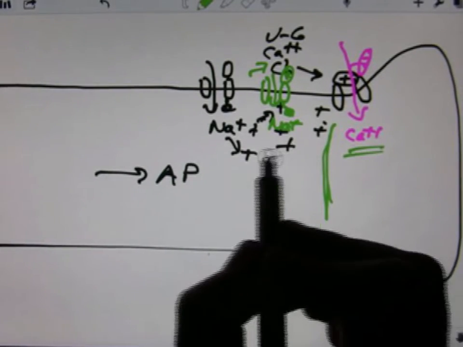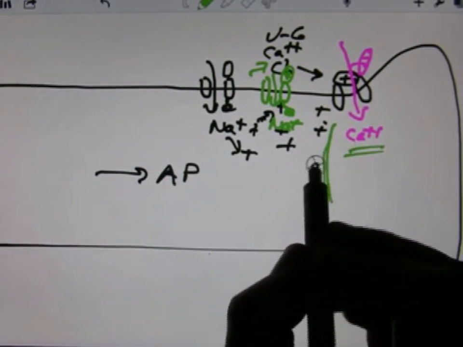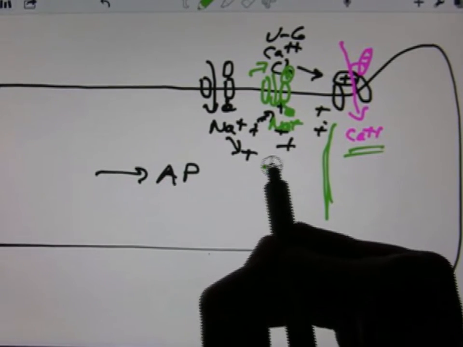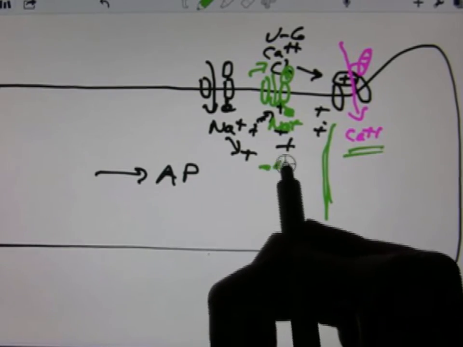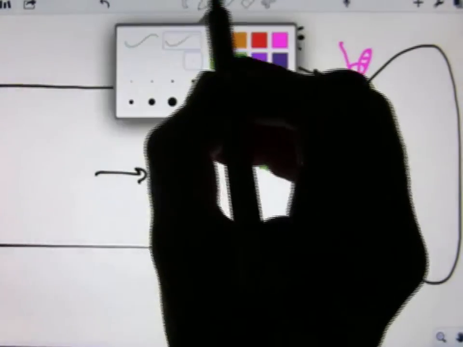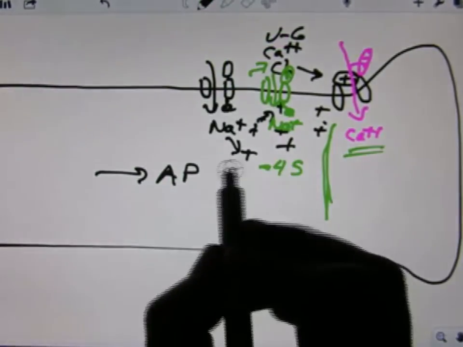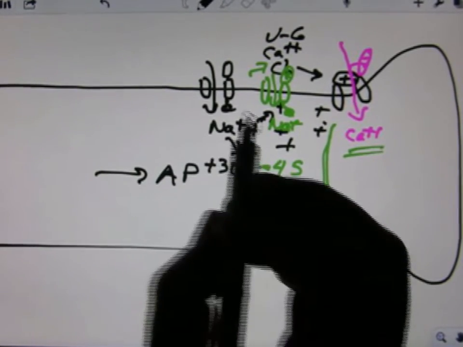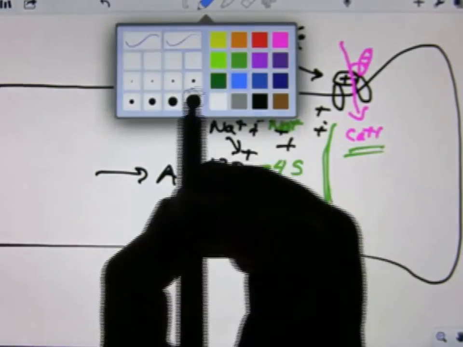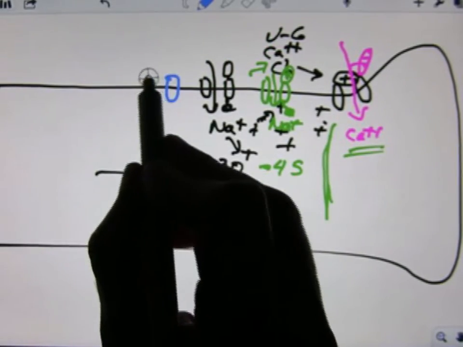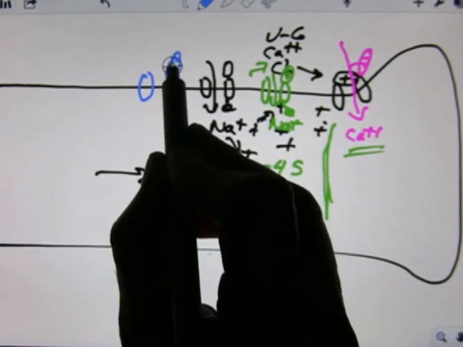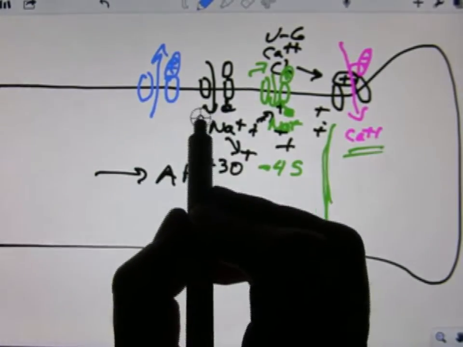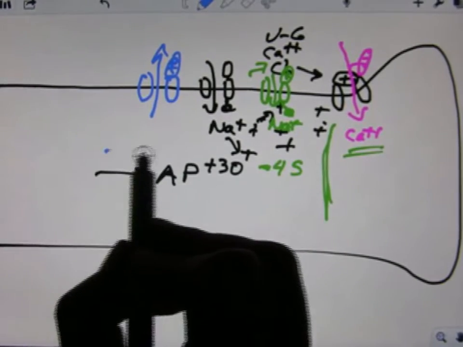Before the action potential, we're at something like minus 70. Where these gates are opening, we're at minus 45. Where voltage-gated sodium channels are all open, we're at plus 30. Behind that, of course, we'd have the delayed opening of voltage-gated potassium channels, and potassium would be leaving. Okay, so remember the action potential is going this way.